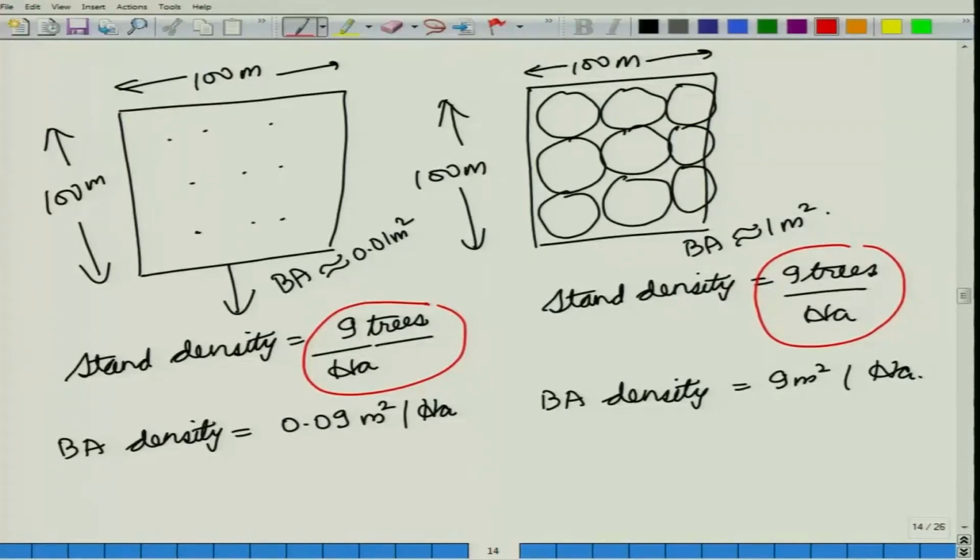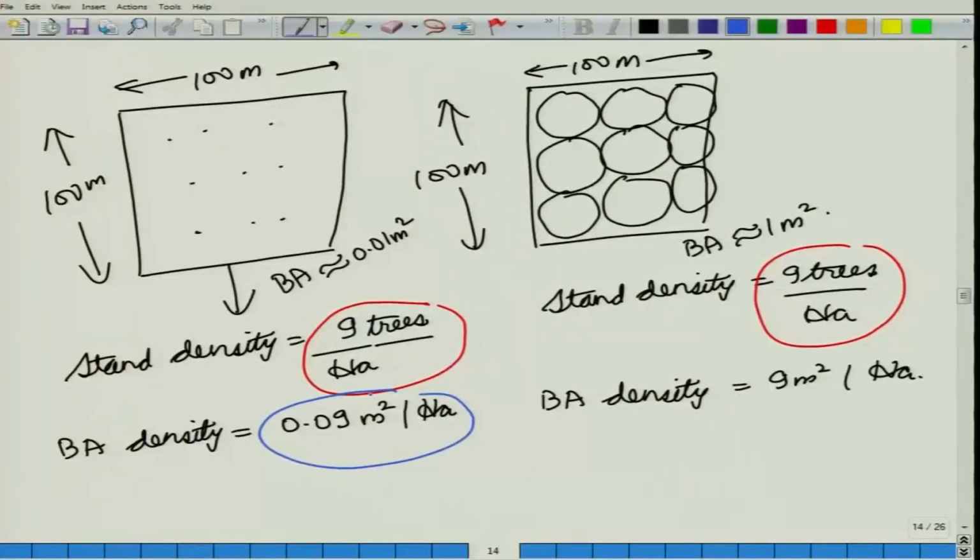So it is showing us that both these stands have an equal amount of competition, which is not true, because in the case of the second plot we have much bigger trees. But your basal area density is 0.09 here and 9 there. So your basal area density is able to tell you that the amount of competition in the second stand is 100 times as much as in the first stand. So when do we use the stand density or the number density? We use it in the case of young plantations, because young plantations have very thin diameters. In the case of older plantations we go for the basal area density.